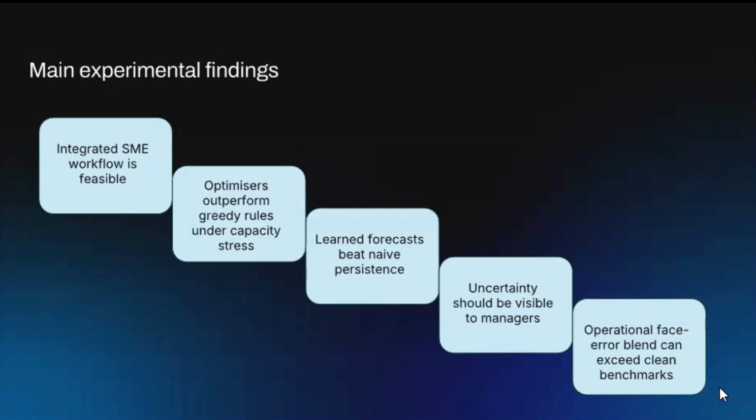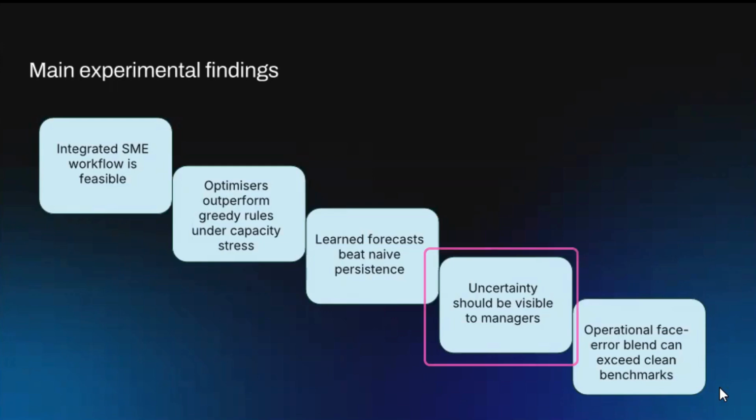Now I will explain the main experimental findings. The first finding is that the integrated SME workflow is feasible. Attendance, rostering, and analytics can work in one portal. The second is that under capacity stress, optimization methods outperform greedy tools, which is where conflicts appear. The third finding is that learned forecasts beat naive persistence on the holdout comparison. The fourth is that uncertainty should stay visible to managers because advice becomes less stable as recognition error rises.